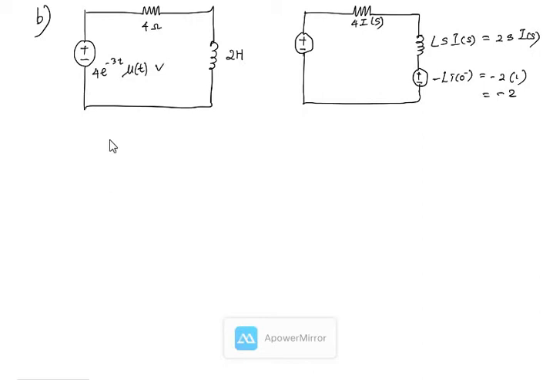So the voltage drop across this diagram is simply the voltage drop across the resistor and the inductor, as well as the initial condition for the inductor, which is equivalent to the source here. So this source is 4 over s plus 3. We change this to the Laplace transform form, and we get 4 over s plus 3. So now I write down the voltage drop across each component.